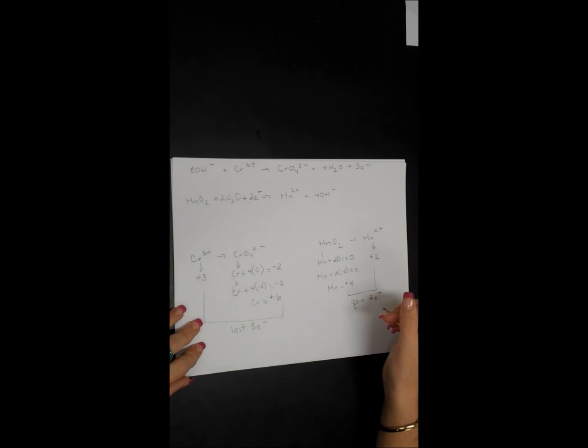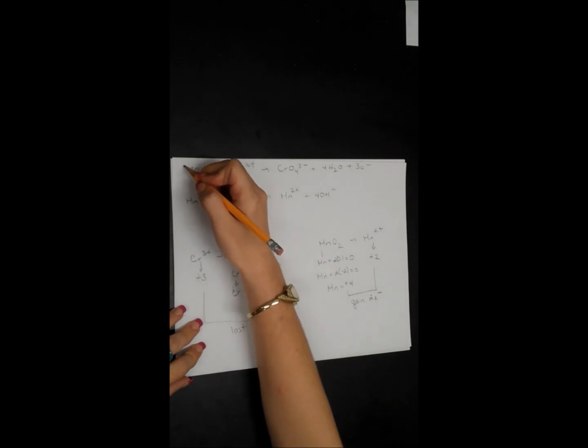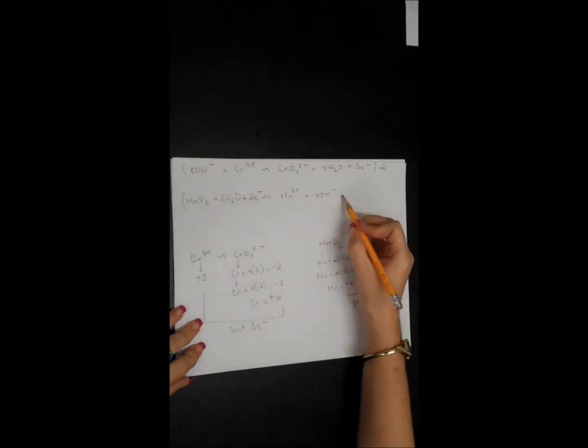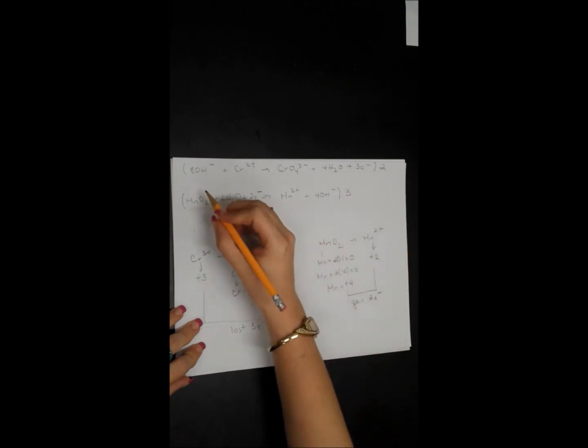Next, we have to multiply one or both half reactions by a whole number so that both half reactions have the same numbers of electrons. For the first half reaction, we must multiply by 2. And for the second half reaction, we must multiply by 3 in order to give us 6 electrons in both half reactions.